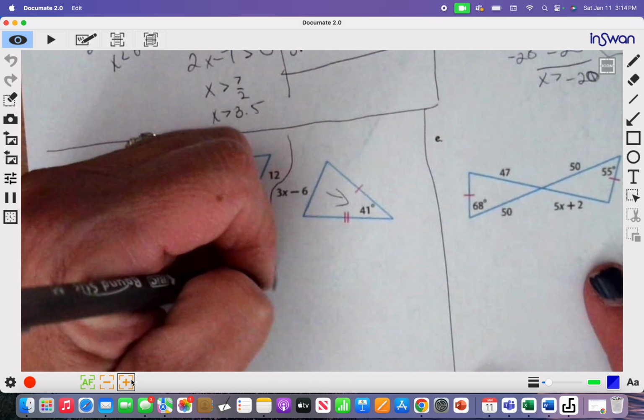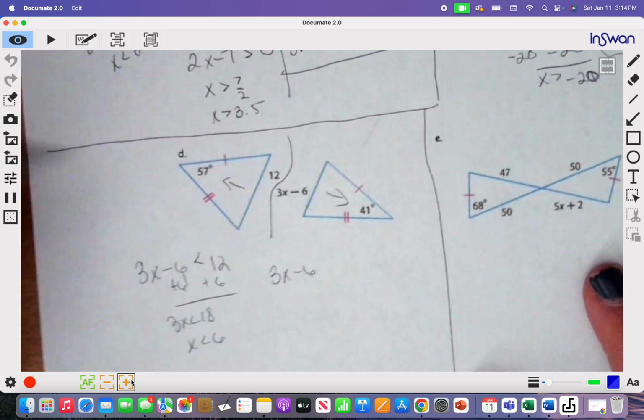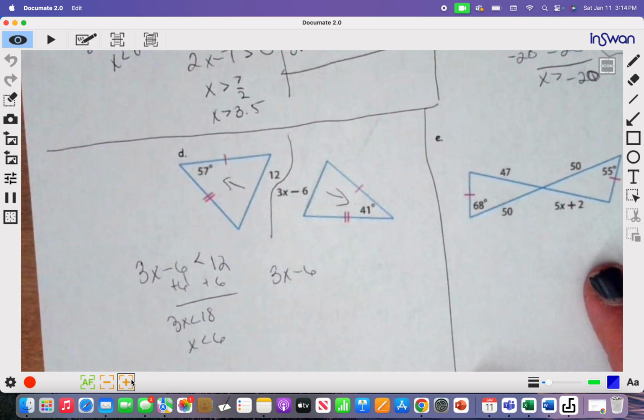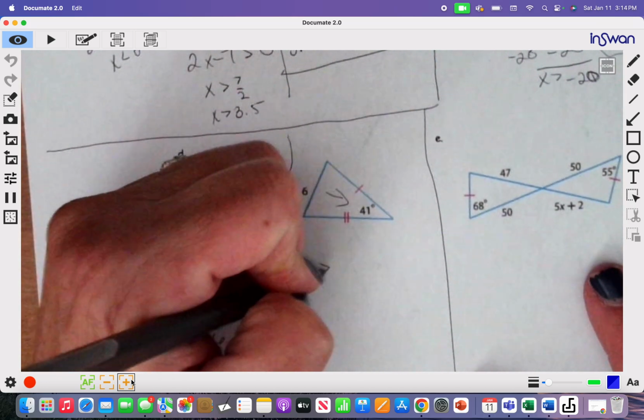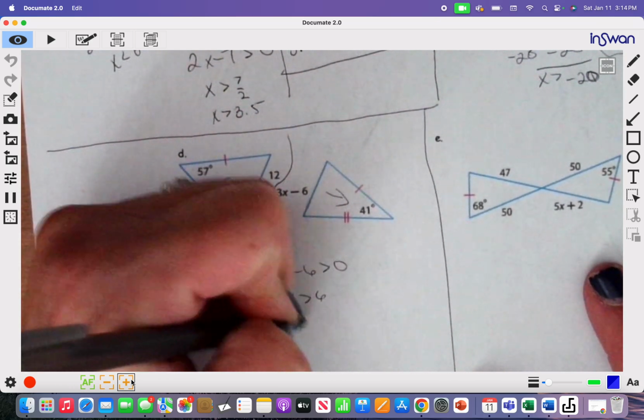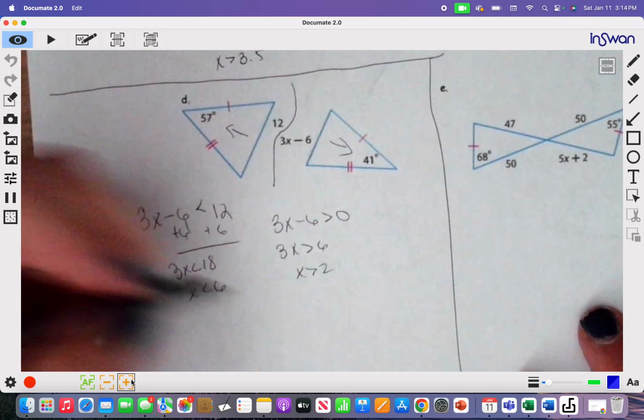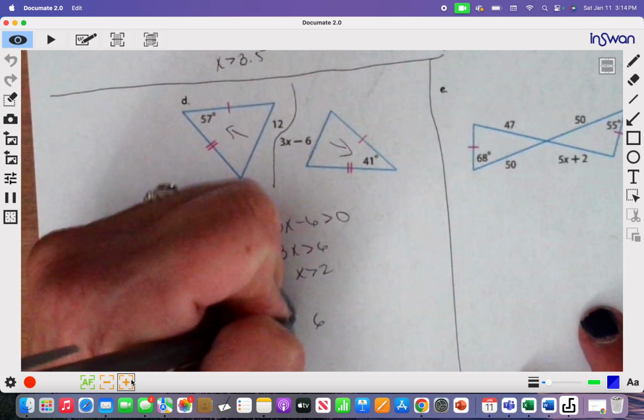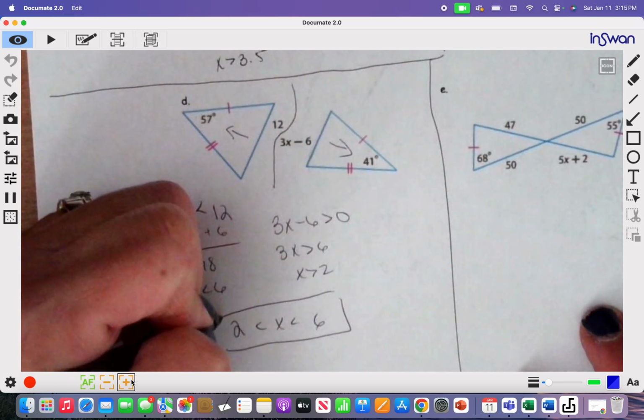And can I come up with a greater than for 3x minus 6? Well, since it's a measurement, a side measurement, it has to be more than 0. We can't have a negative measurement. We can't have a 0 as a measurement. I can't say I live 0 miles from here. I can't say I live negative 20 miles from here. So 3x minus 6 has to be greater than 0. So when I solve that, I get x is greater than 2. I have my two numbers, and here's my compound inequality.